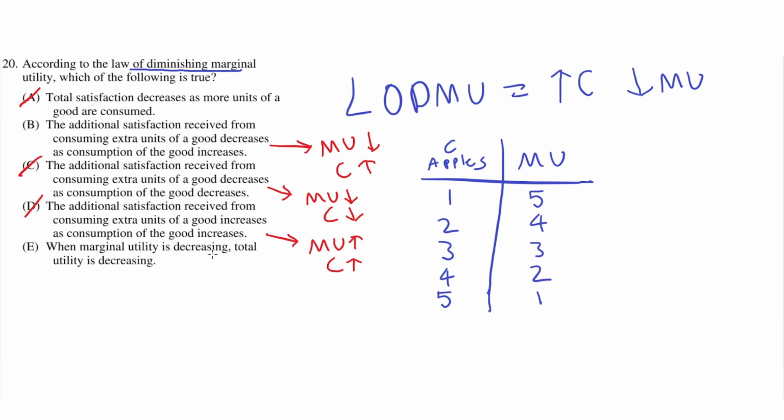E. When marginal utility is decreasing, total utility is decreasing. This is incorrect because, for one, this doesn't represent the law of diminishing marginal utility, and two, total utility isn't necessarily decreasing. So E is incorrect, and the correct answer is B.